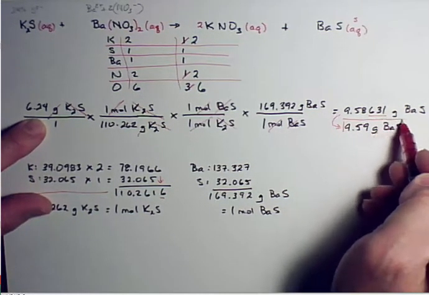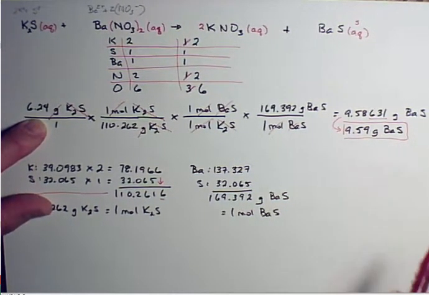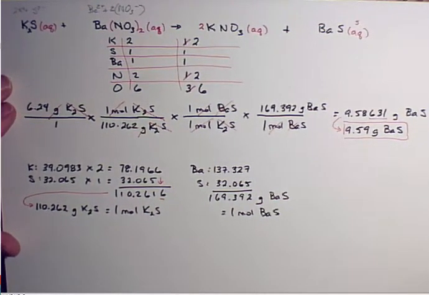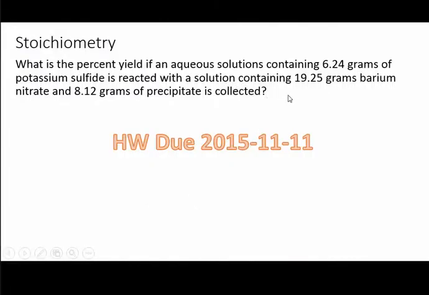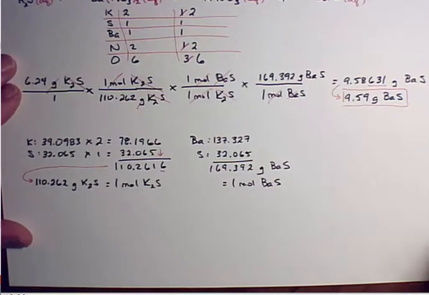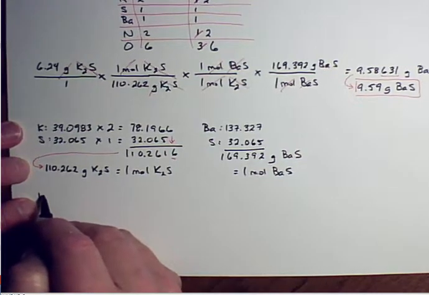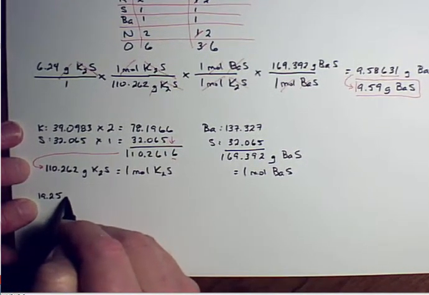Okay, so that's our mass-to-mass calculation to find a mass of barium sulfide, but that's only the first half of what we have to do to figure out a limiting reagent or limiting reactant. The other thing we have to do is to do the same kind of math, but starting with the other reactant. So let's take a look at the problem again, and we see that we're starting with 19.25 grams of barium nitrate. So 19.25 grams of barium nitrate we're going to put on the top of this fraction.